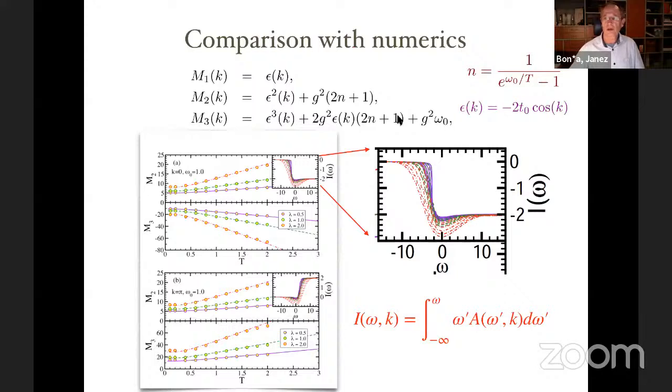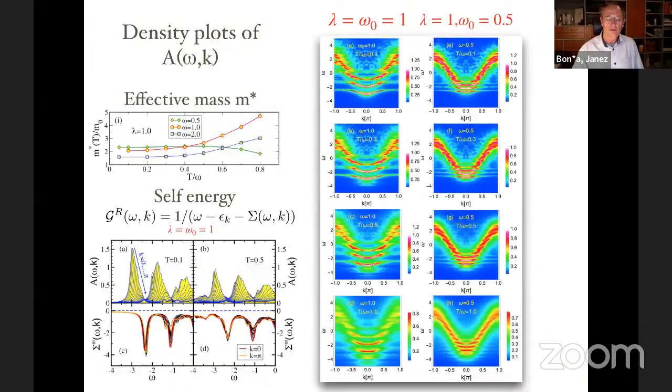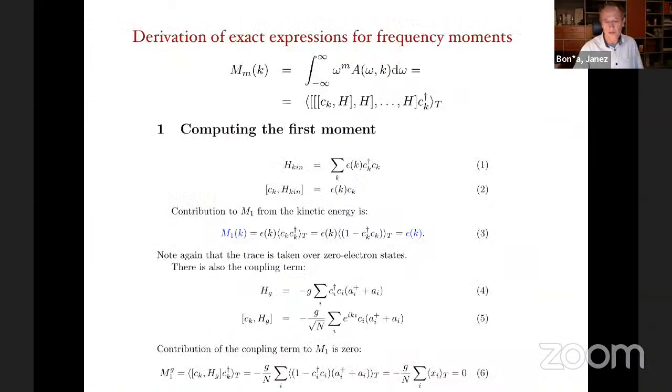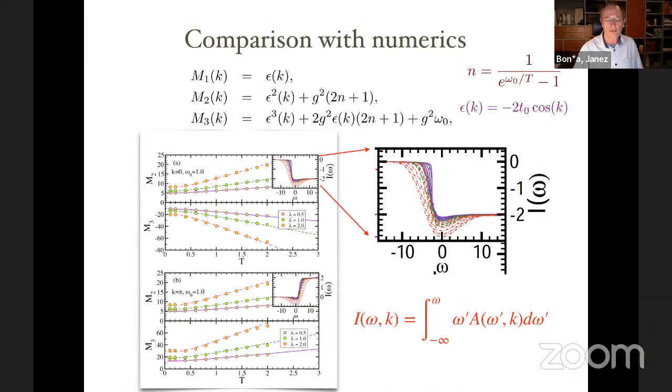And so, okay, here it's written again. So you see, the first moment is epsilon of K, and it is just this expression. So there is no temperature there. That means if I take my spectral function, for example, and do the integral from zero to infinity this way, I should actually get just minus 2t, which is, you know, hopping is one, for example.